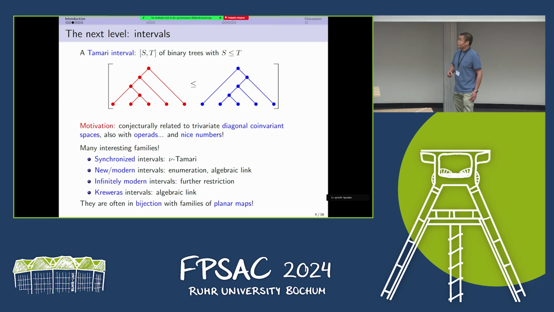And the last one I'm going to talk about here are Kreweras intervals, which are intervals in the Kreweras lattice, so the lattice of non-crossing partitions. And of course, this Kreweras lattice embeds nicely into the Tamari lattice. So they are also Tamari intervals. And not only do they have very nice numbers, but there is also the surprising fact that they are in bijection with various families of planar maps, which are a more geometric, topological kind of object.